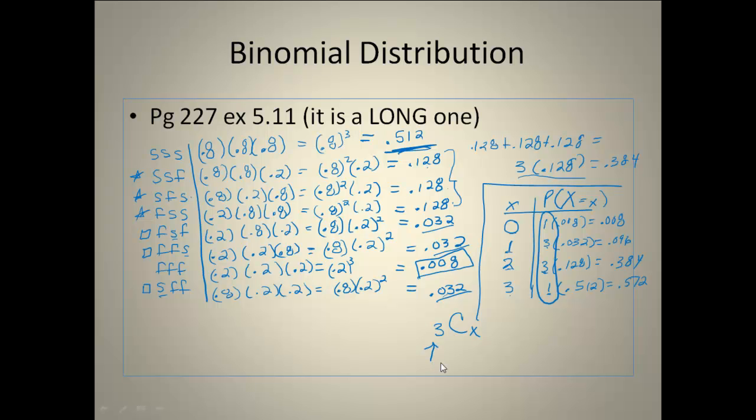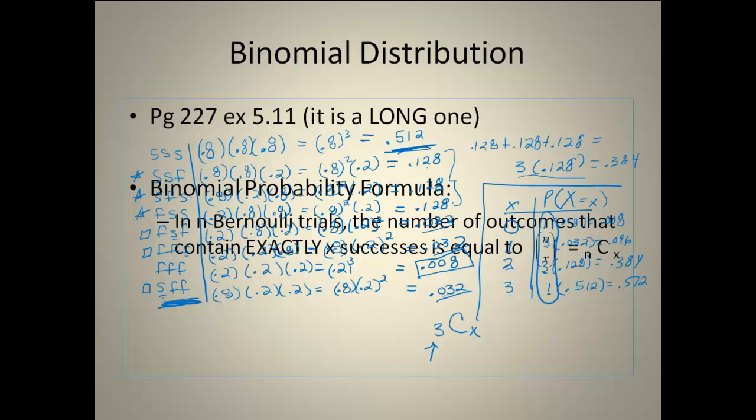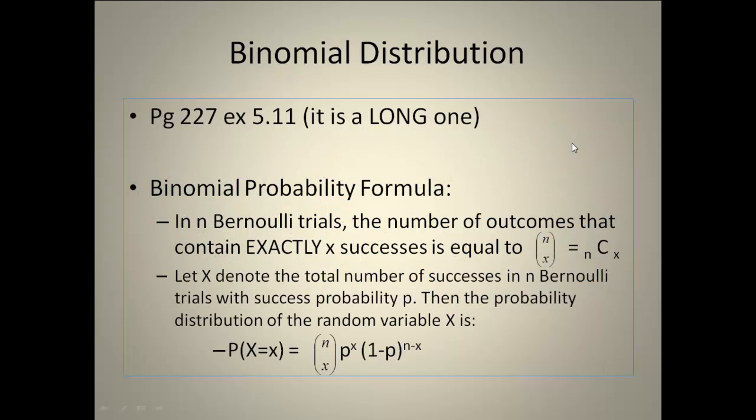Well, now we have to decide, where did the 3 come from? Well, the 3 came from the fact that we had 3 trials. We had 3 people that we were testing, whether they were alive or dead. All of this pattern is summed up in the binomial probability formula. Okay, for our binomial probability formula, in n trials, so that would be like our 3 people we had, the number of outcomes that contain exactly x successes is equal to n choose x. So that was our 1, our 3, and our 1.